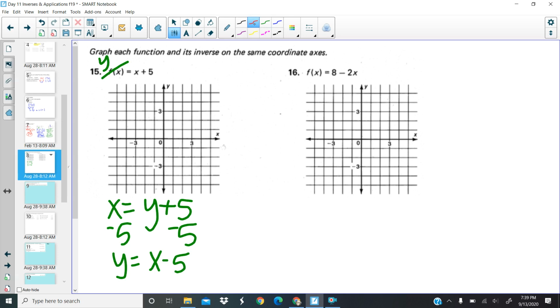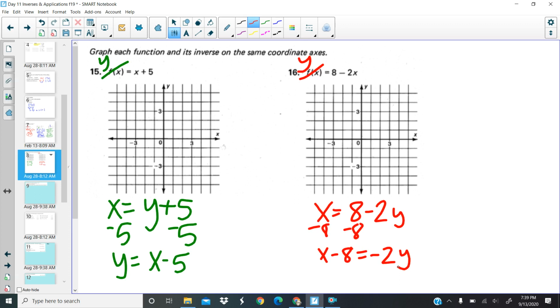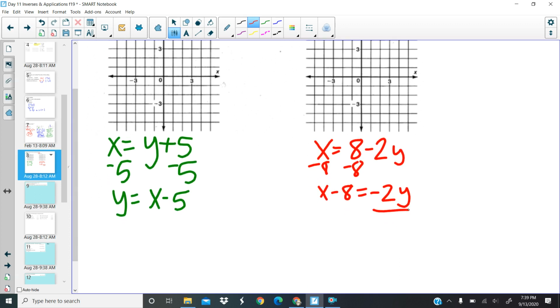And then we need to do number 16. So we have y equals 8 minus 2x. And so we're going to switch x and y. So I would have x equals 8 minus 2y. And then the first thing that we need to get rid of is this 8. So let's subtract 8 from both sides. And that's going to equal negative 2y. And then we need to divide by the negative 2 to get rid of that.